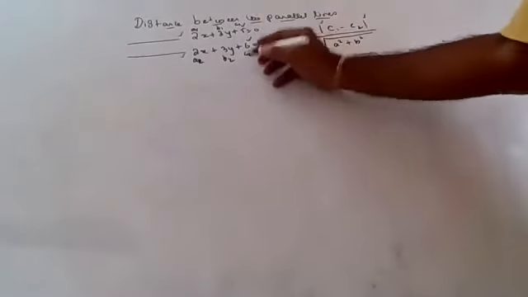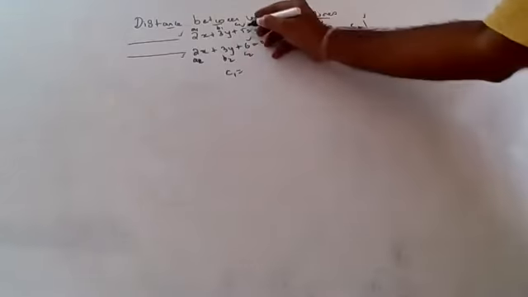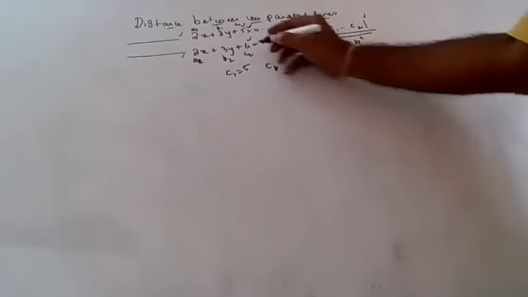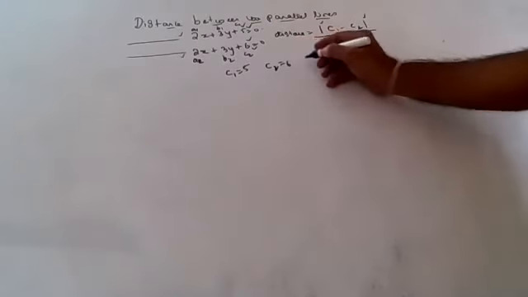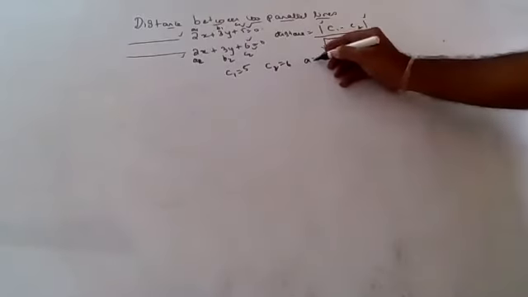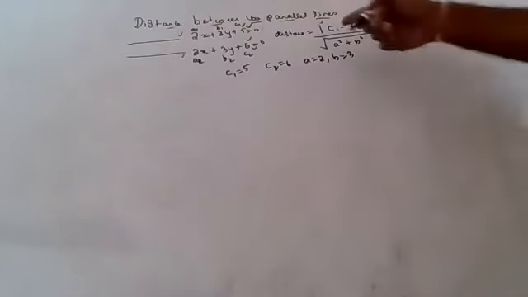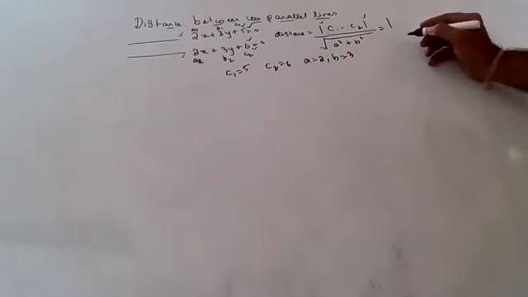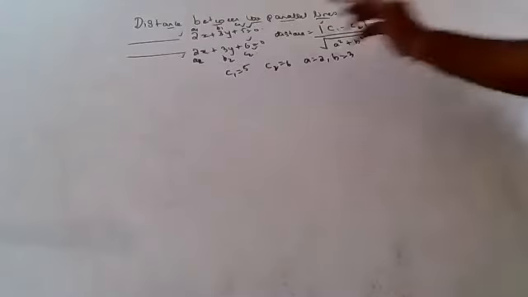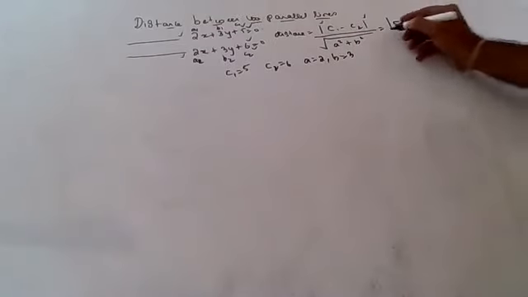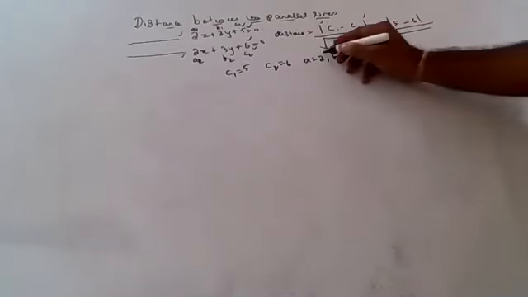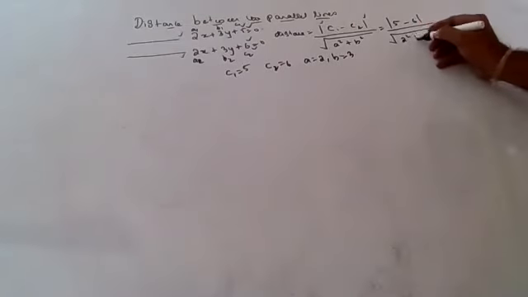In this sum, can anyone tell what C1 is, children? What is C1? 5. What is C2? 6. And in both cases, A is 2 and B is 3. Substitute in this formula, children. Modulus of C1 minus C2 means 5 minus 6 by root of 2 square plus 3 square.